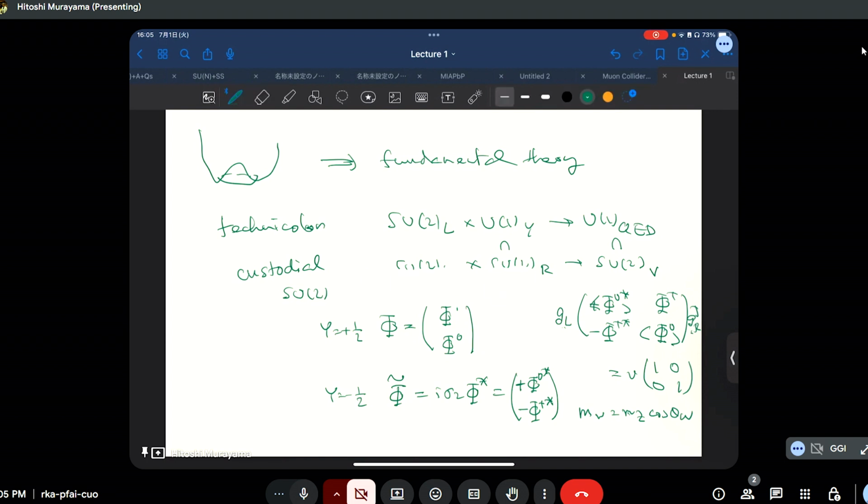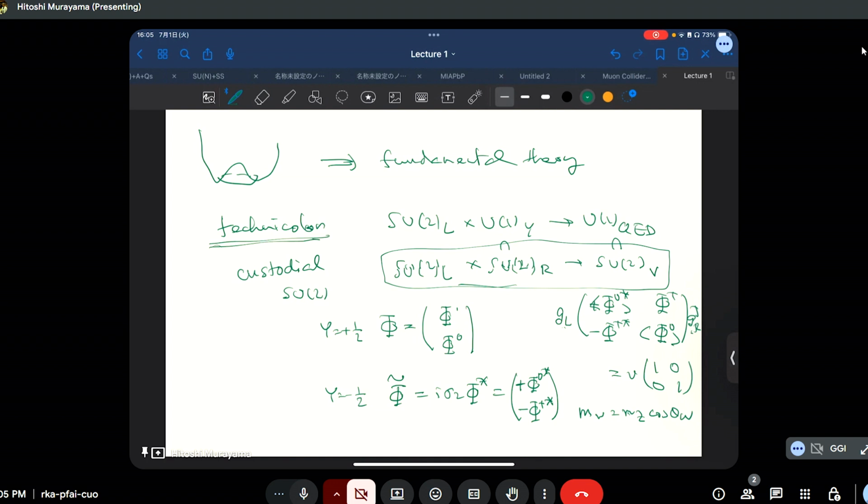Oops, I erased this by a mistake. Okay, so that's something we know that should happen in the standard model.